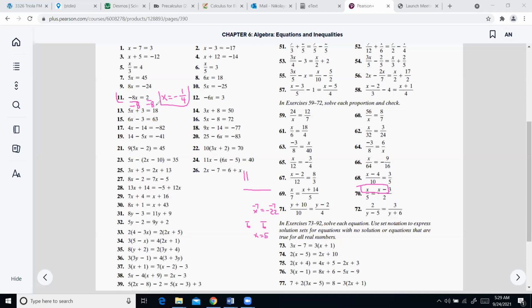So let me try another exercise here. Let's say problem number 26. I want to solve equation number 26 in this exercise. In order to solve that equation, I should also find the x, right? Should also do the same thing on both sides.